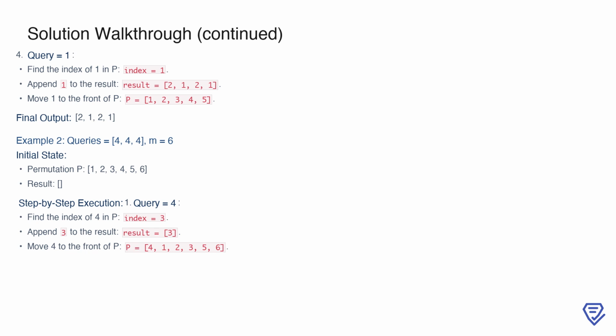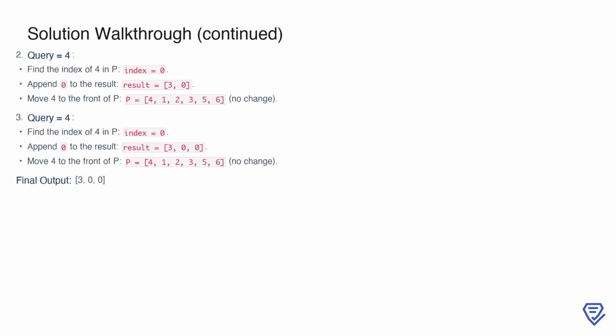Moving to the second example, the queries are 4, 4, 4, and m is now 6. The initial permutation P is 1, 2, 3, 4, 5, 6, and the result list is empty. For the first query, 4, we find its index in P, which is 3. We append this index to the result, making it 3. Then, we move 4 to the front of the permutation, updating P to 4, 1, 2, 3, 5, 6.